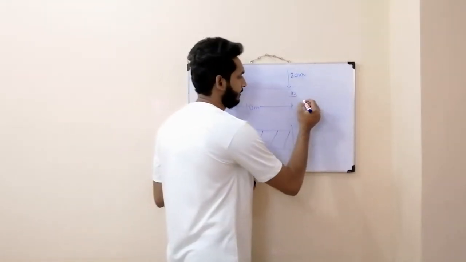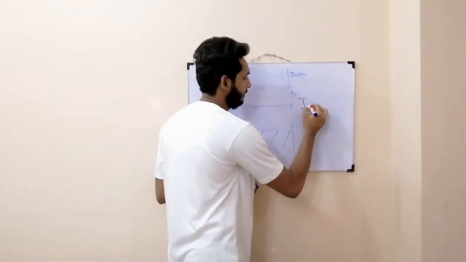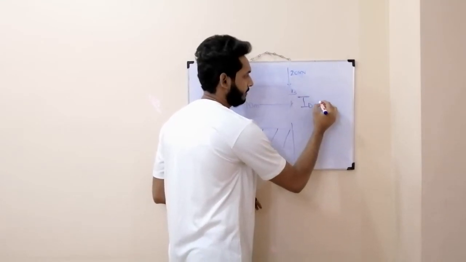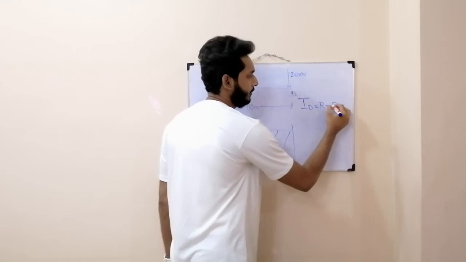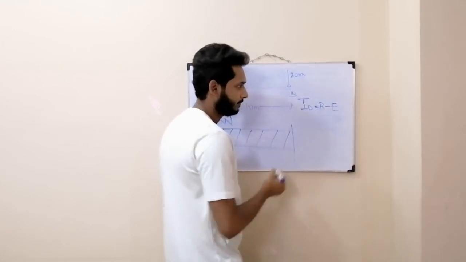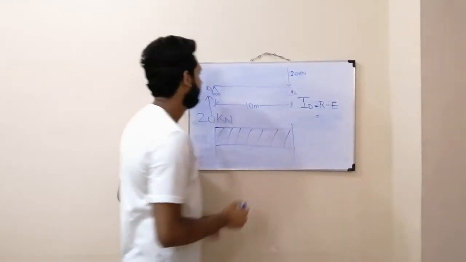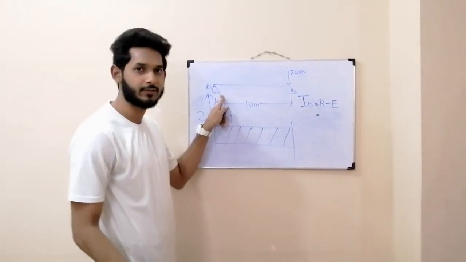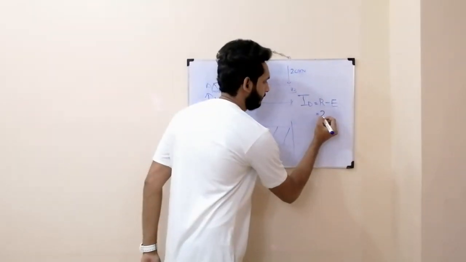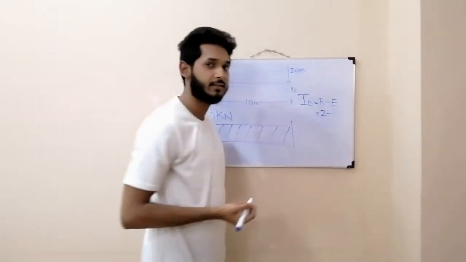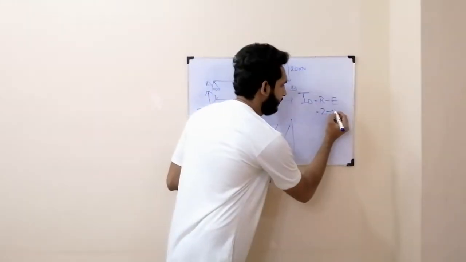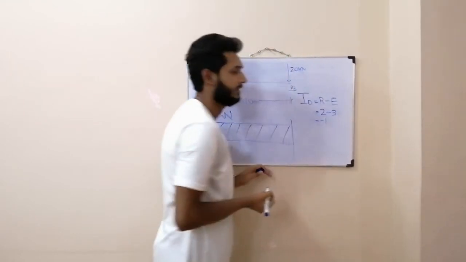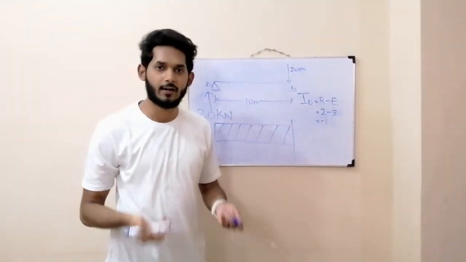So the degree of indeterminacy is equal to the number of unknown reactions minus the number of equilibrium equations. In our case, there is just one support, which is a hinge support, so the total reactions would be 2. And how many equations are there in total? 3. So the degree of indeterminacy comes out to be -1, which indicates that our structure is unstable.